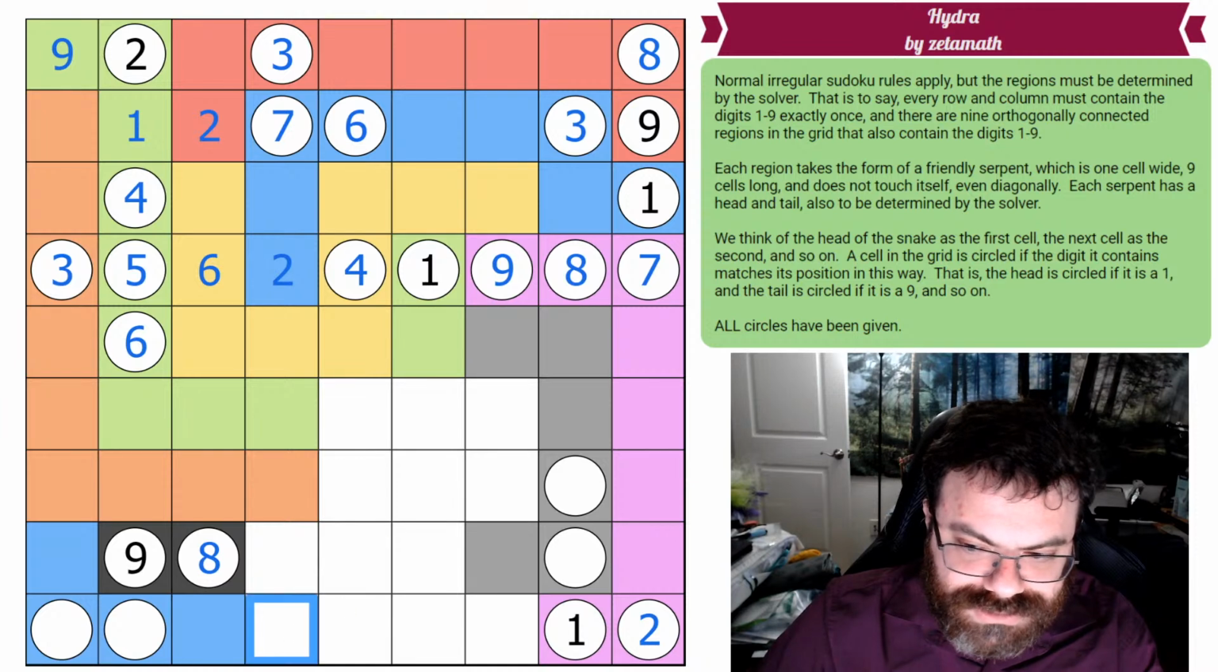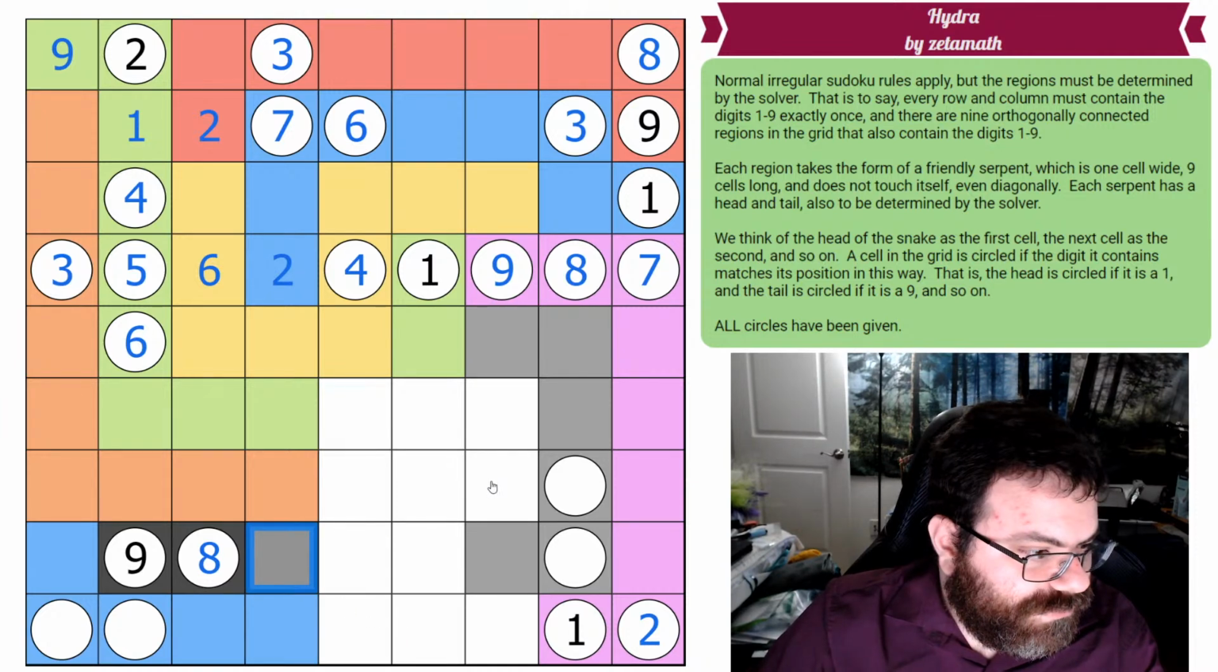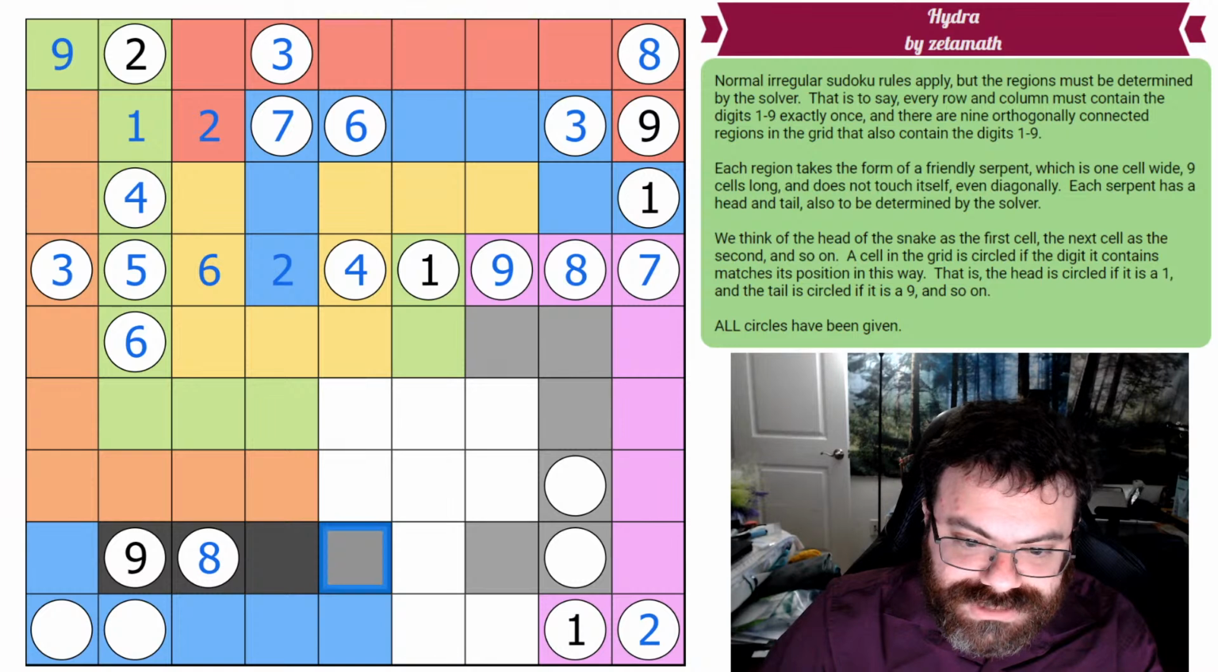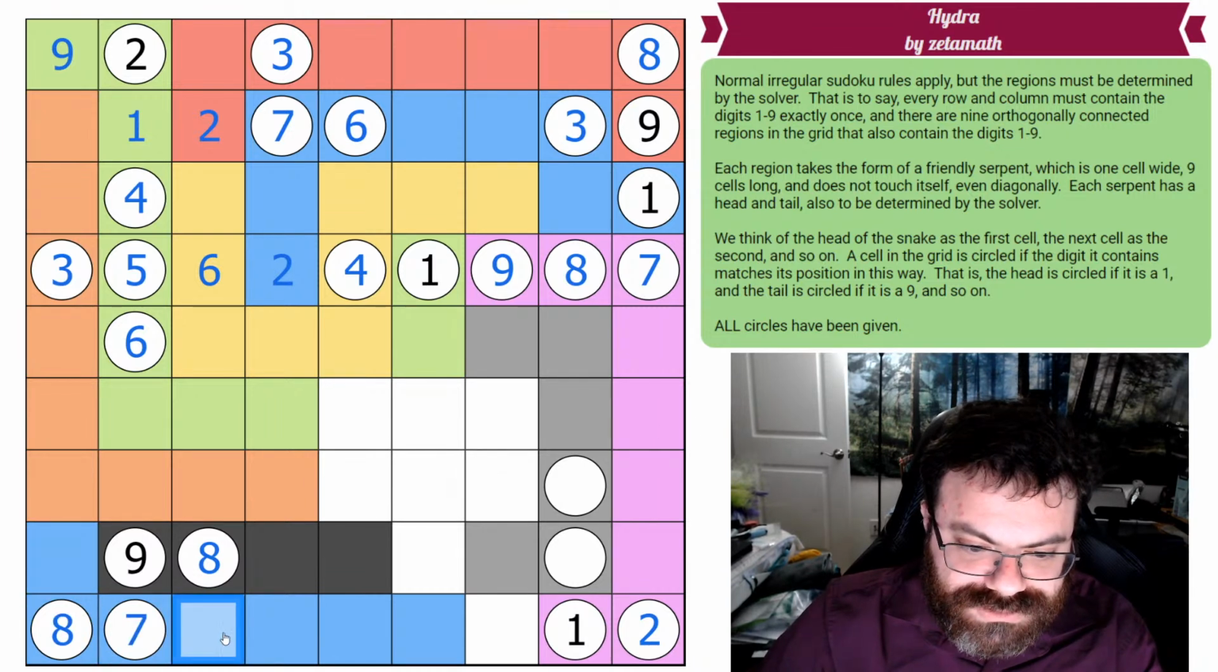Blue keeps going. Black keeps going. Blue keeps going again. Black keeps going again. Blue keeps going. This has to be 8, 7. 6, 5, 4, 3. This can't go here. 9, 8, 7, 6, 5, 4, 3.